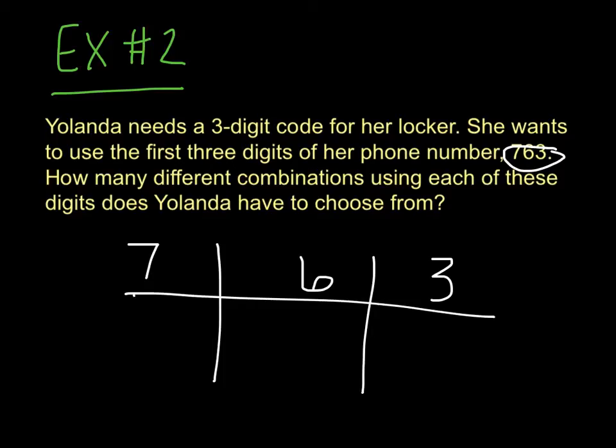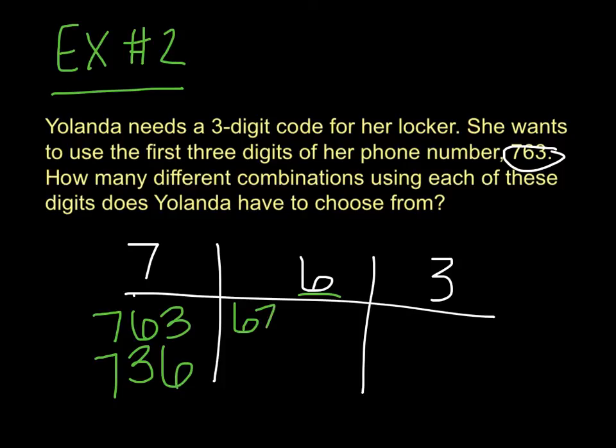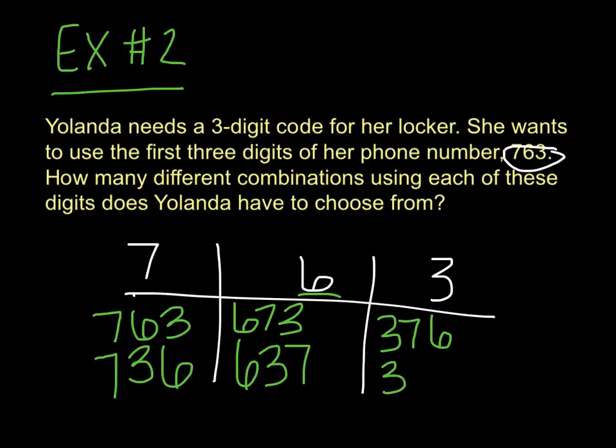So she could have the original number, which is 763. Or, remember, we're starting with a 7, she could have a 736. So just flip-flop the numbers. That's my only option because I only have those 2 other digits, so there's no other possible combinations under the 7. So now we are at the 6, so we start with the 6's. So she could have a 6, then a 7, then 3, or starting with the 6, she could have a 3 and then the 7. And then the last one, we're starting with a 3, so she could have 3, 7, 6, or 3, 6, 7.